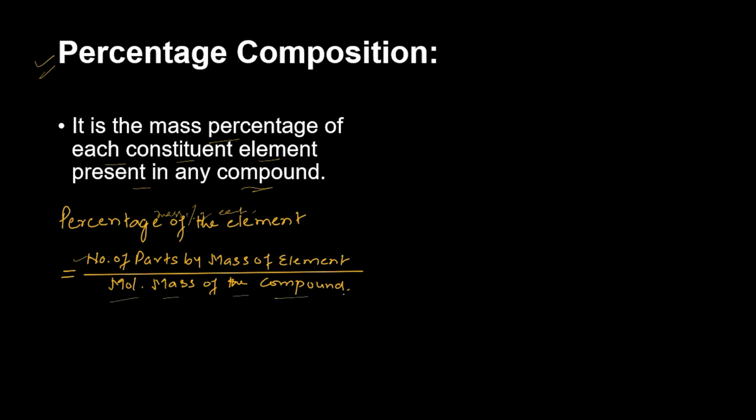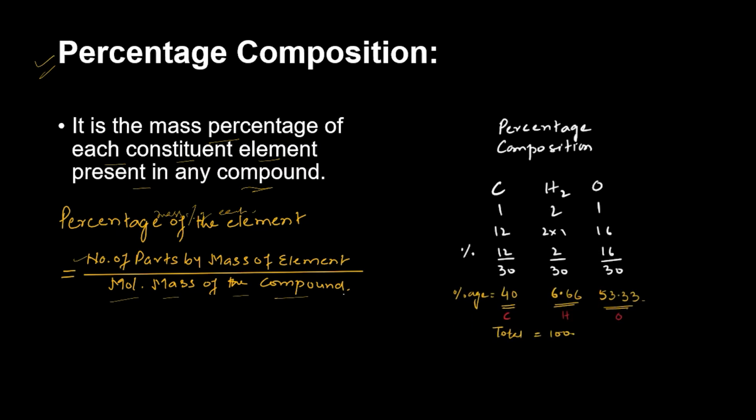For example, you see here, we'll see the mass percentage of each individual atom of this empirical formula. For example, carbon is one part and its atomic mass is 12, and the mass percentage we will calculate over here.